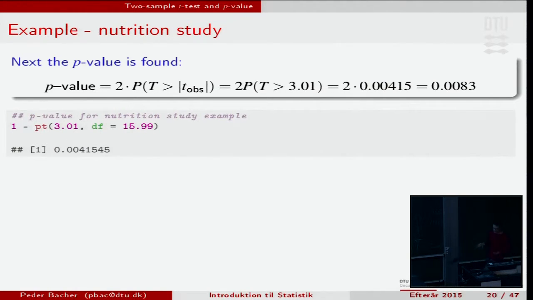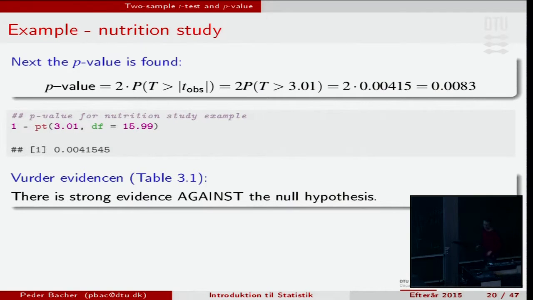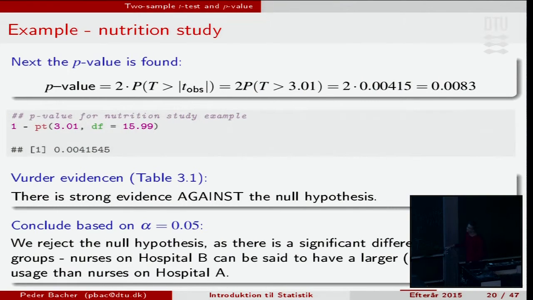So it's very, very small. In R we could calculate it like this. Then we have to say, is this evidence against the null hypothesis? And yes, it's very unlikely to get this result if the null hypothesis was true. Therefore, on a significance level of 5%, the p-value is far below 5%, so we reject the null hypothesis and conclude that there is a difference between the energy use at these two hospitals. And in R, we could calculate the p-value by taking the distribution function pt with this observed t-value, and 1 minus that times 2. We need to multiply this times 2.